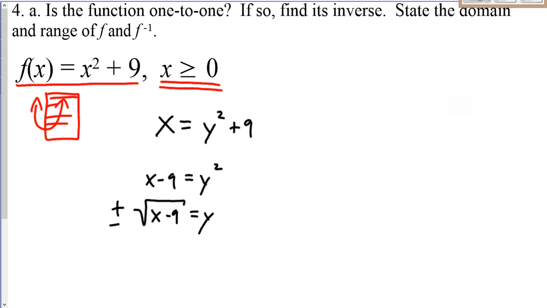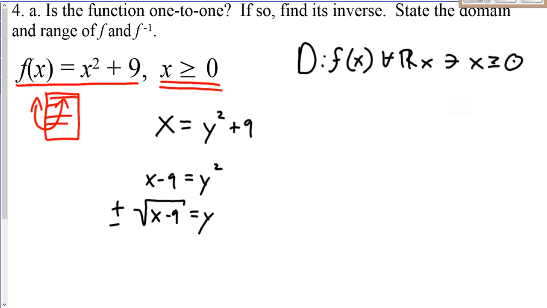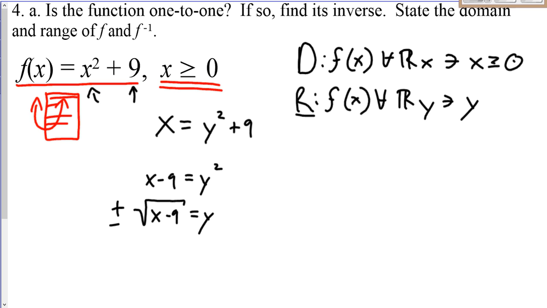And technically this is plus or minus speaking, but now let's go ahead and state the domain of f and f of negative 1. So the domain of f of x is for all real x's such that x is greater than or equal to 0. If x was greater than or equal to 0, then for the range of that function, the smallest value I can put in here is 0, which means the smallest value that f of x can be, its output, its range, is going to be 9. So this is going to be for all real y's such that y is greater than or equal to 9.